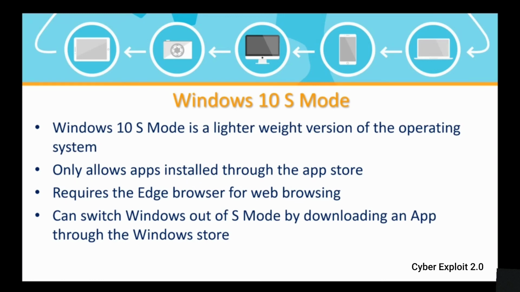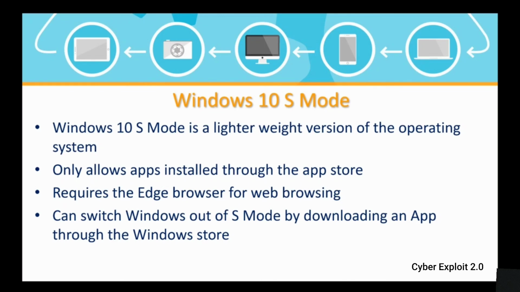Now, originally when they released this, when you put your computer in that mode, you couldn't get out of it, and it made a lot of people mad. Eventually, Microsoft did release a way to get out of it. So if your Windows 10 computer is in S Mode, if you buy a computer that's automatically in S Mode, you can actually download an app that will turn off S Mode. It's kind of funny. S Mode only allows you to download apps from the App Store, and you actually have to download an app that removes S Mode.